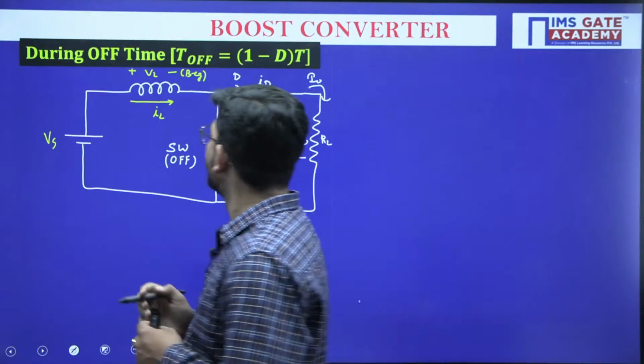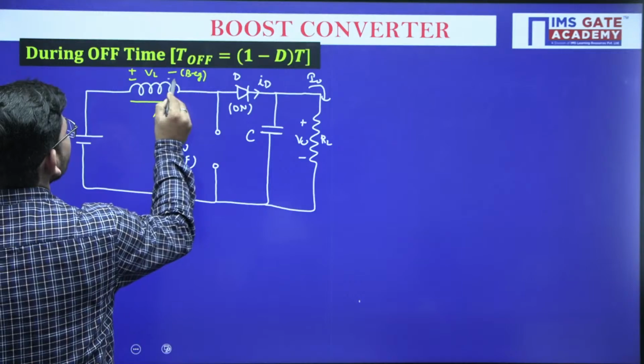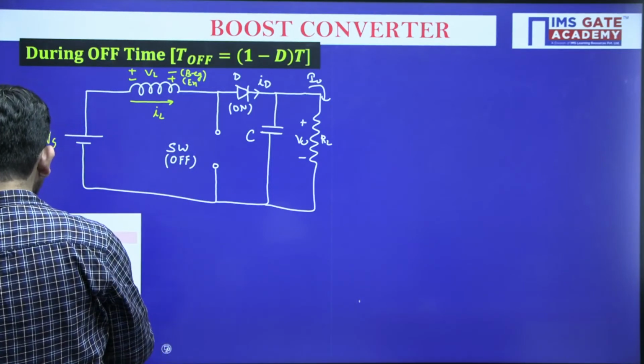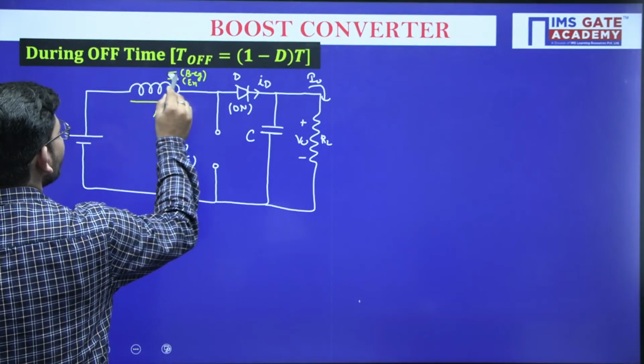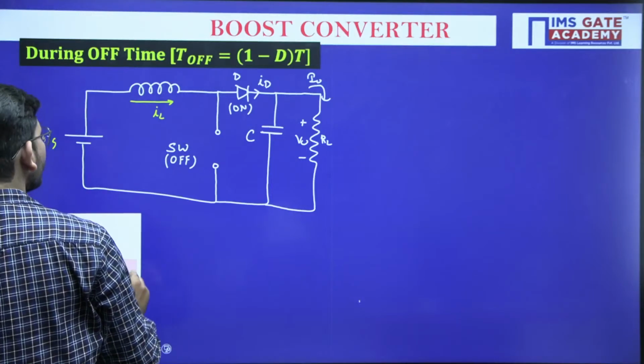So what will it do? It will change its polarity. Right now the inductor will change its polarity. So this will be the inductor polarity at the end. Let me mark this polarity. During the starting, the inductor has this polarity.